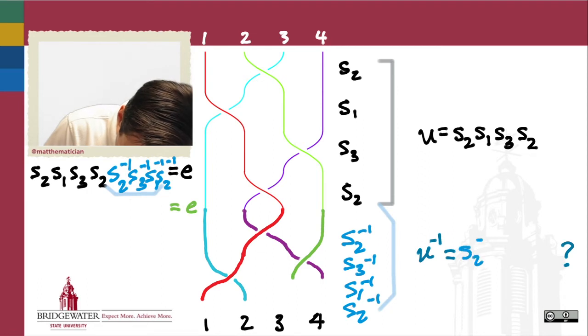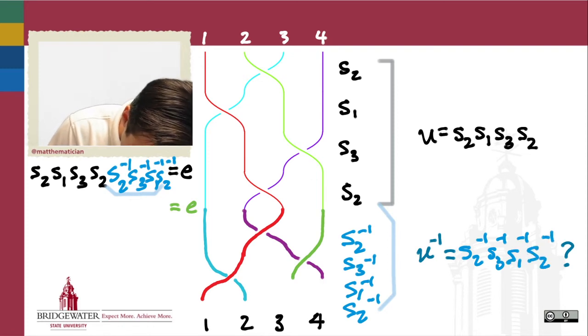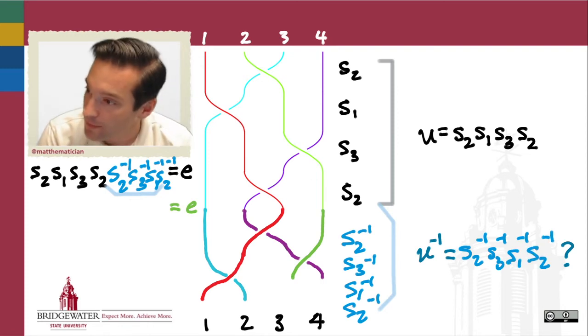So what's the general principle here? If you were to describe to somebody, how do you find the inverse of a braid? What exactly have we done here?